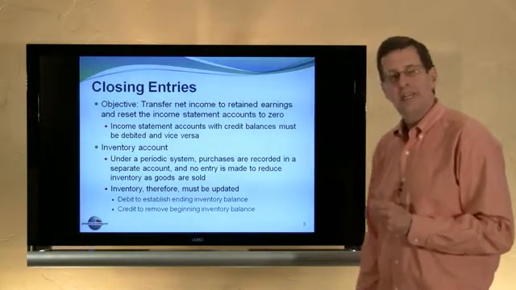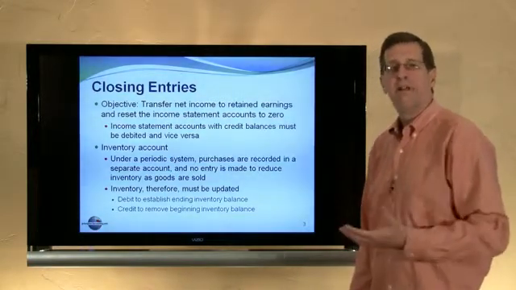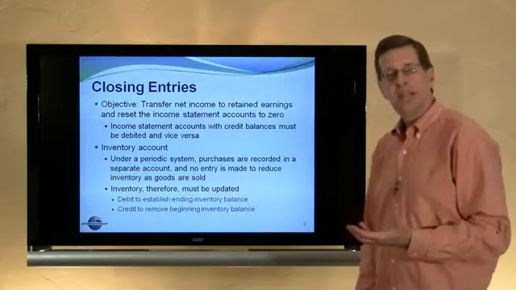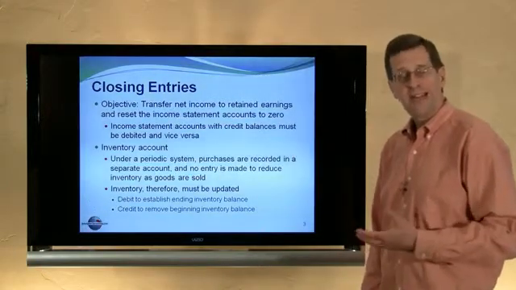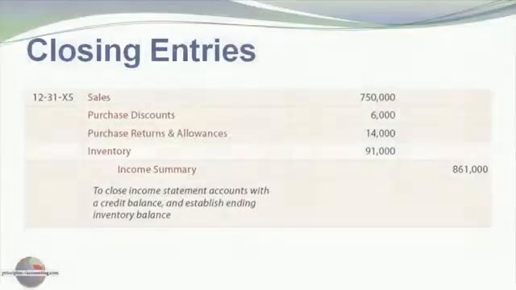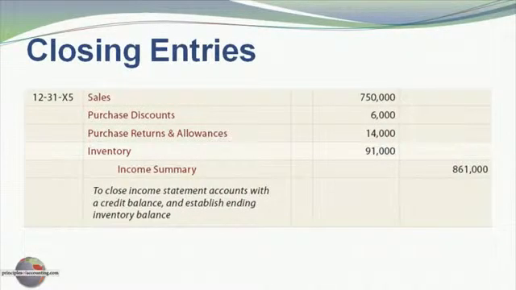So another thing we need to do in the closing process is to update our inventory account of the general ledger to reflect the actual ending balance. And so let's look at these closing entries. We would find all of the nominal or temporary accounts that have credit balances and debit those. That's the usual suspect, sales, but it also now includes purchase discounts and purchase returns and allowances.